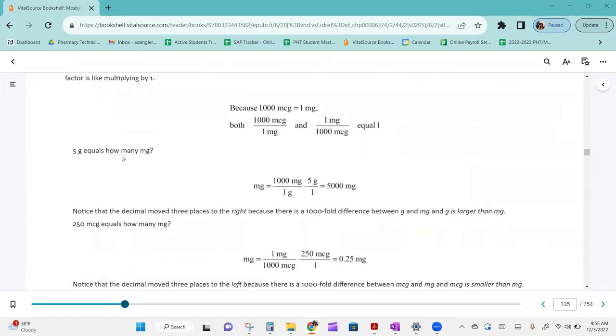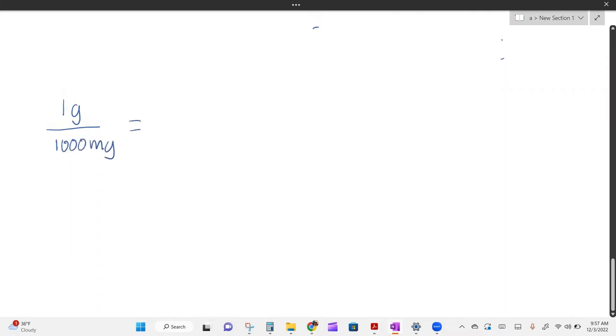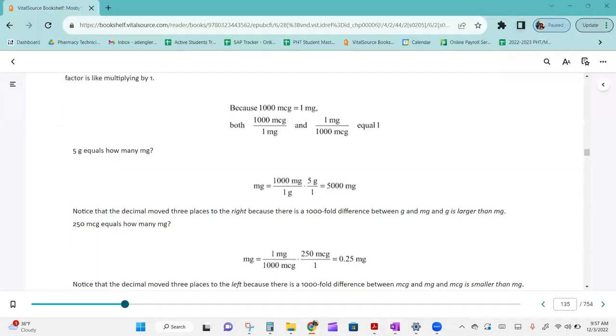So 5 grams equals how many milligrams? Essentially the same way they do it. They have the conversion factor of 1 gram equals 1,000 milligrams. Okay, so 1 gram is equal to 1,000 milligrams. And we want to convert, what was it, 5 grams?